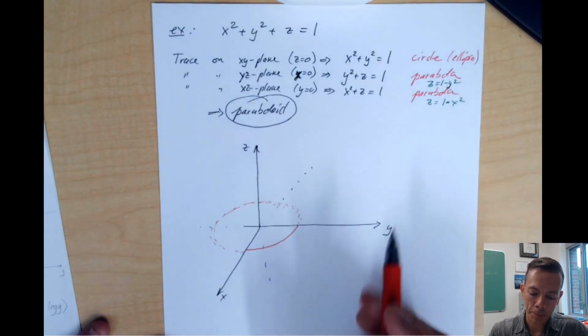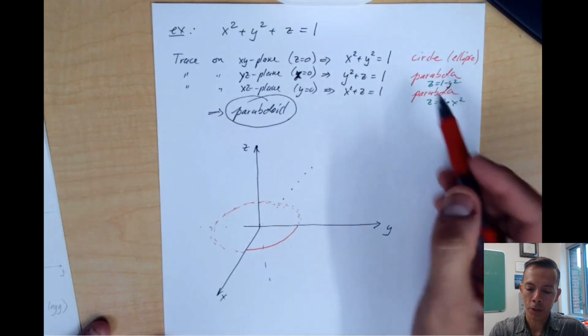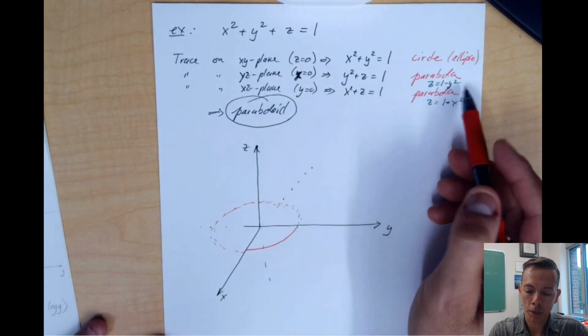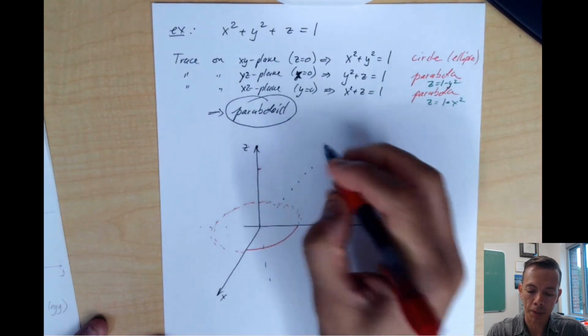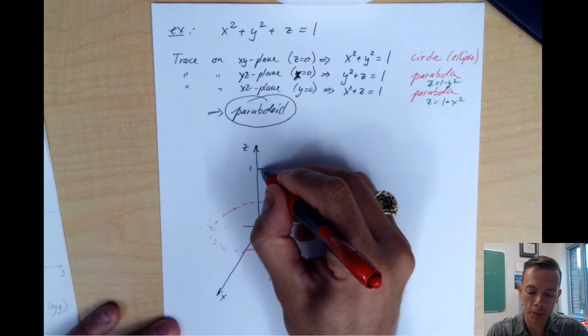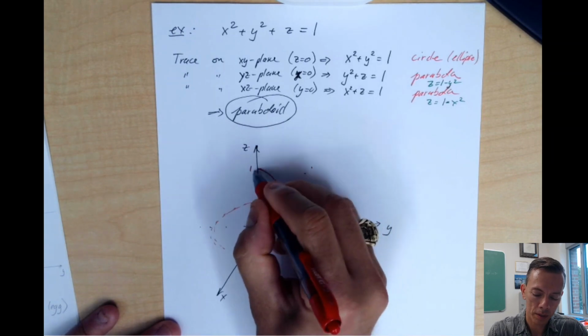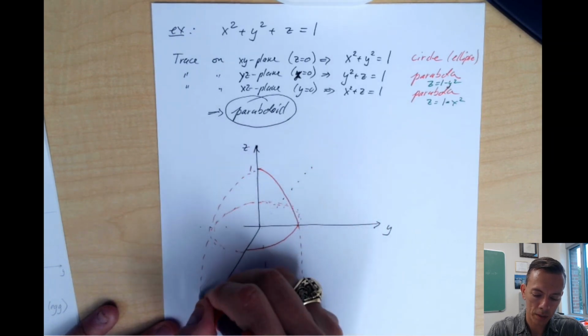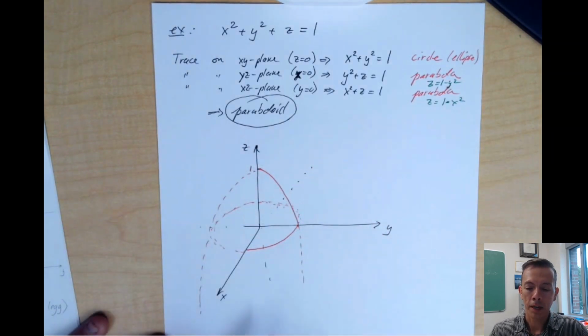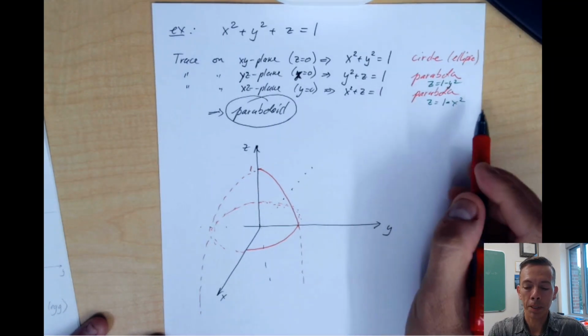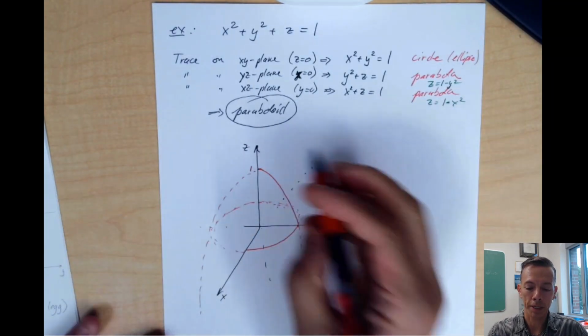On the yz plane, which is the back wall right here, you have a parabola z equals 1 minus y squared. So it's a parabola that opens downward with the z-intercept of 1. And the third trace is in the xz plane. It's the same parabola, just rotated by 90 degrees.